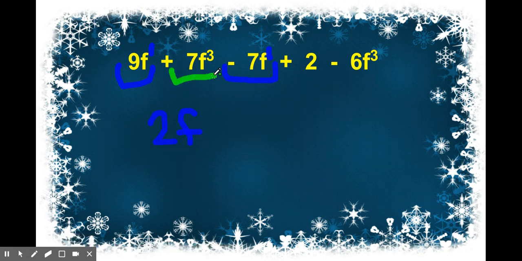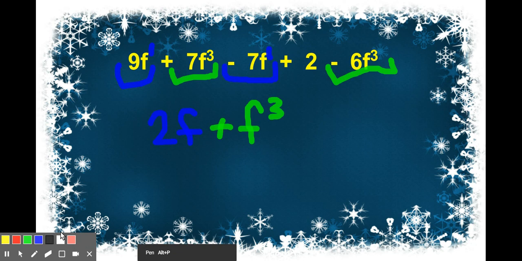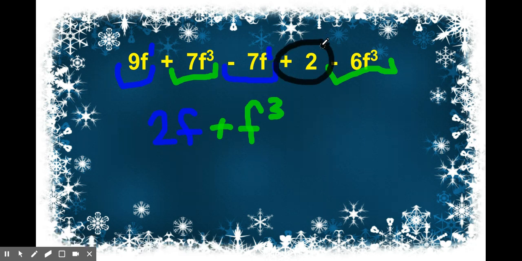I take a look at my next term. I have a positive 7f cubed. So I need to look and say, do I have any other f cubes? I do. Here I have a negative 6f cubed. So when I combine 7f cubed and negative 6f cubed, or 7f cubed minus 6f cubed, I end up with just a positive 1f cubed. But remember, I don't need to put the 1 in front. Then lastly, I only have one term left, and it's my constant. So I'm just going to add it on to the back.